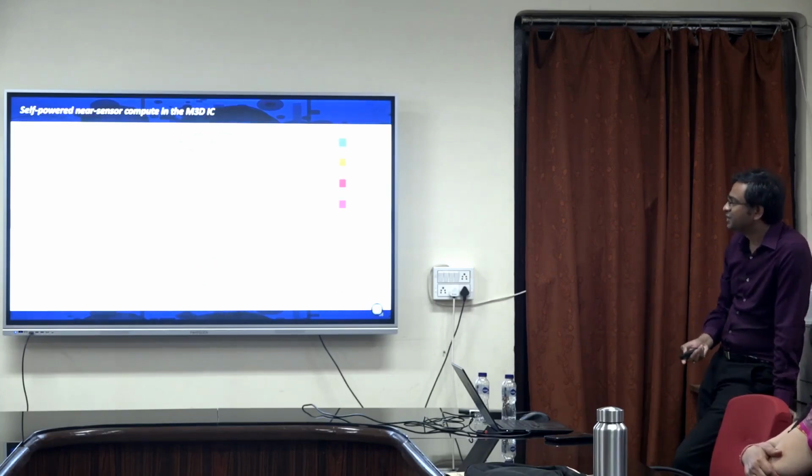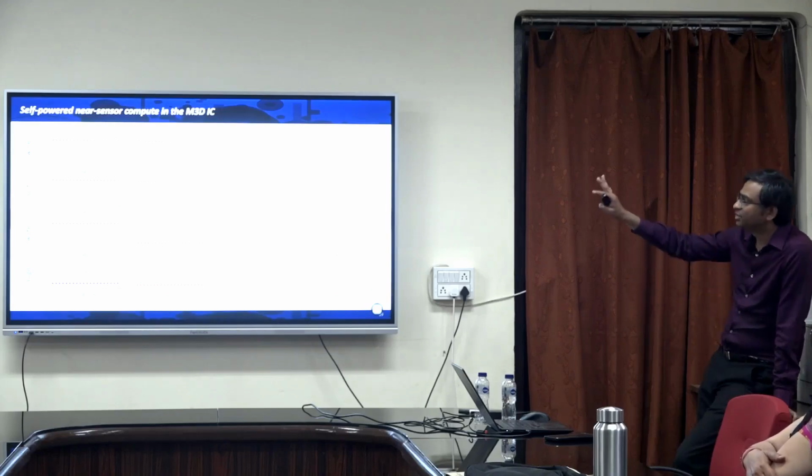Okay, and then we do some very basic things. So you got it. This is a self-powered near-sensor compute in a monolithic 3D IC.